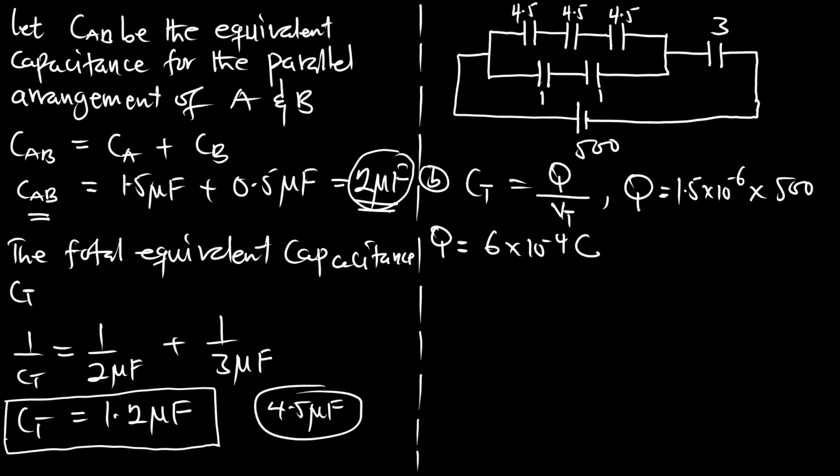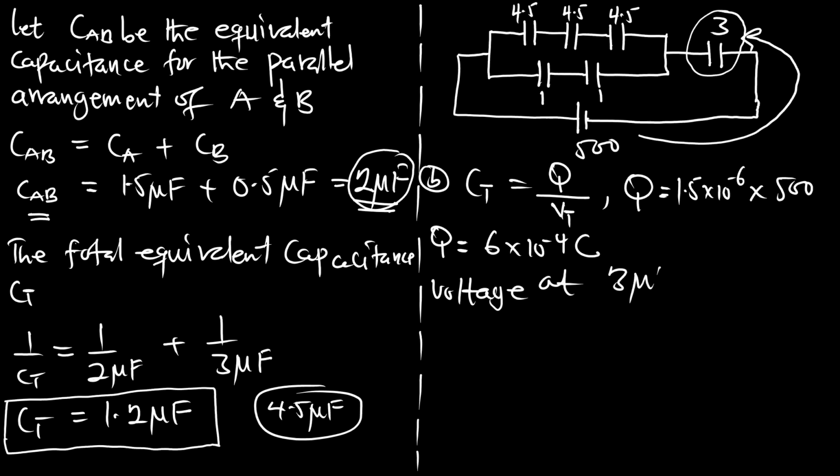Now, as the charge is moving through the circuit, we have to find the voltage across the 3 microfarad capacitor. Let's imagine this is current moving. There will be some drop at the 3 microfarad capacitor. The same thing happens to the charge. So let's look at the voltage at the 3 microfarad capacitor.